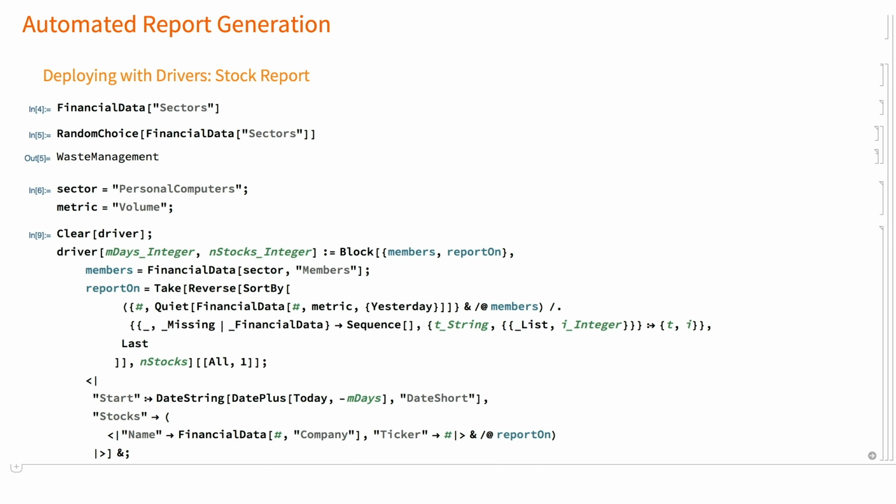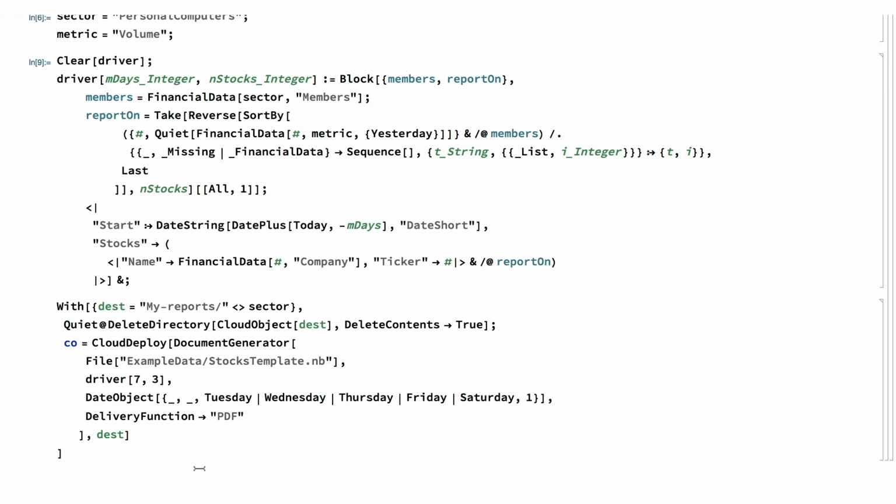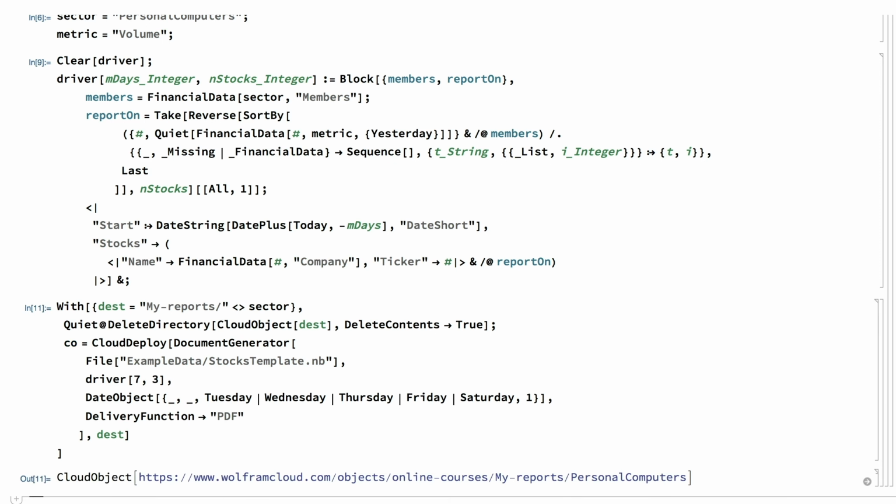Document generators can be deployed with driver code that computes the values needed to fill in the templates. We can deploy and run a generator that produces a daily report on the performance over the past 7 days of 3 stocks with the highest trading volumes on the previous day for a specific industry sector.